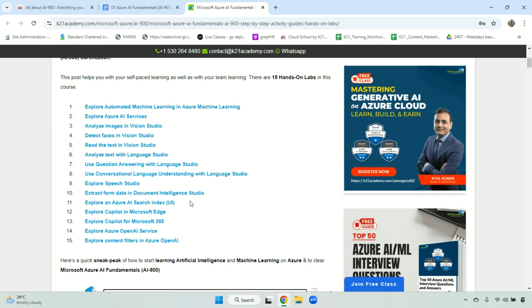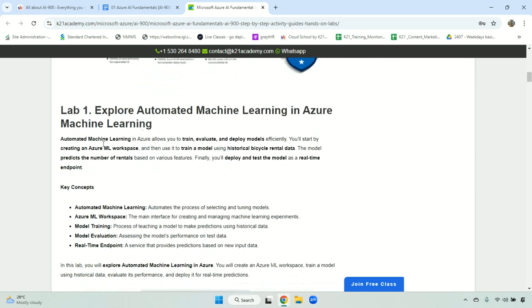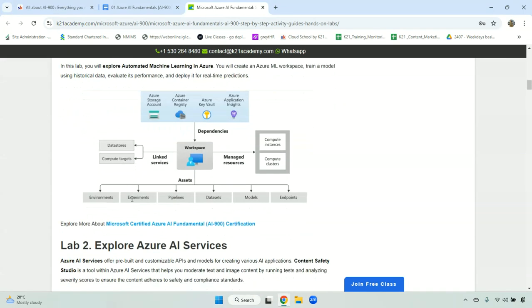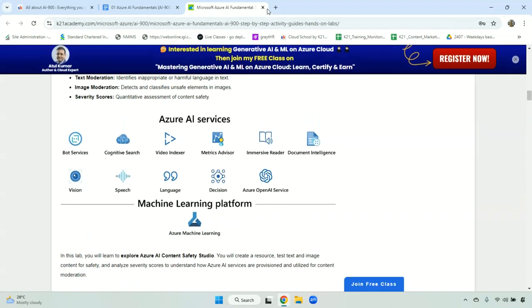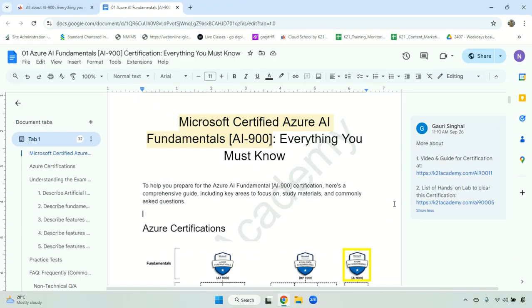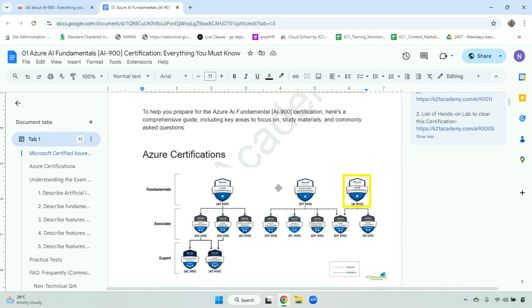These are the different labs, 15 hands-on labs, and we have provided all the key concepts that we are covering in each of those labs as well. This is where you can find this information. Now let me move ahead and discuss all these things one by one in a better way. It says, to help you prepare for the Azure AI Fundamentals, which is the AI 900 certification, here is a comprehensive guide including the key areas to focus on, the study materials you need to focus on, and also some of the commonly asked questions.